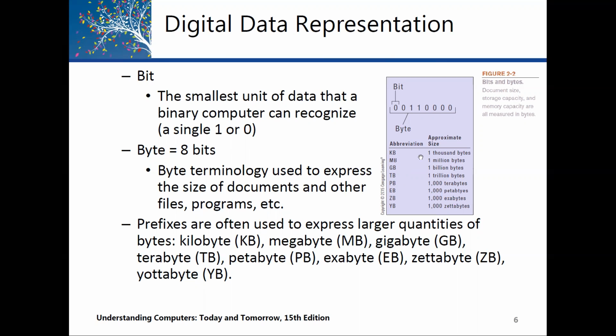For example, roughly 1000 bytes, actually 1024 bytes, make 1 kilobyte, right? Similarly, 1024 kilobytes make 1 megabyte. These are the units used to represent large amounts of data. Similarly, roughly 1 billion bytes, or in short 1024 megabytes, make 1 gigabyte. Similarly, roughly 1 trillion bytes, or 1024 gigabytes, make 1 terabyte. And it goes on to petabyte, exabyte, zettabyte, and yottabyte.